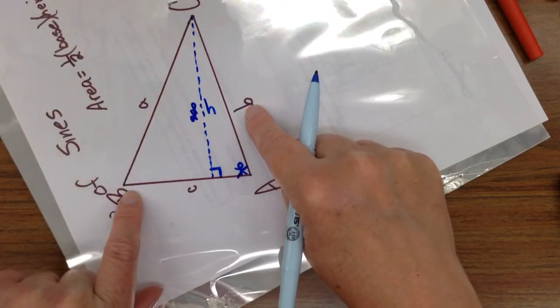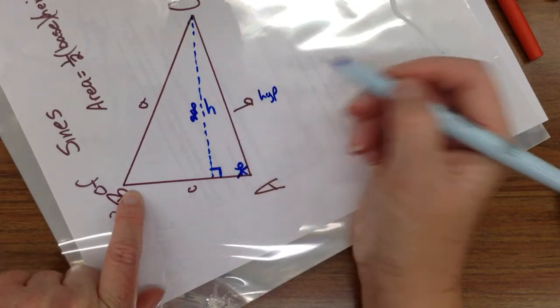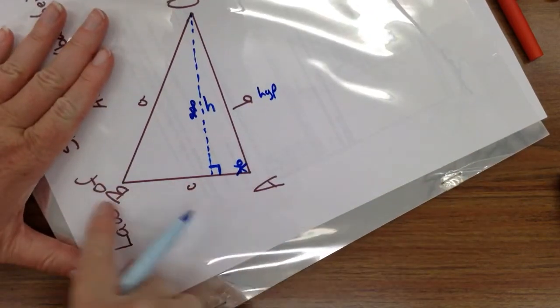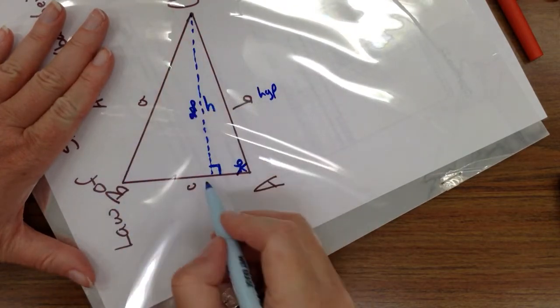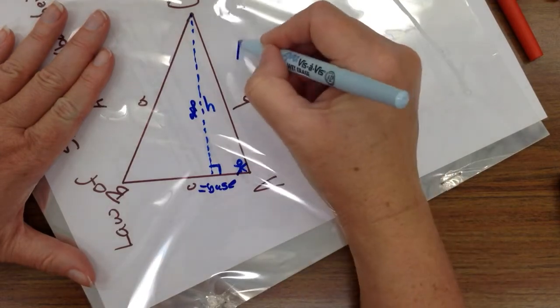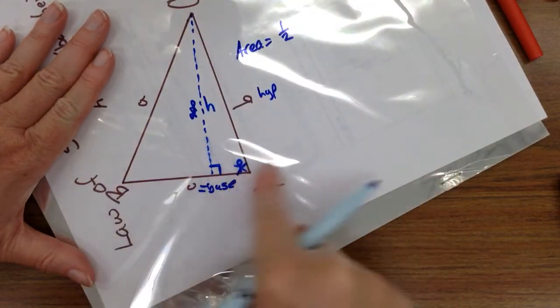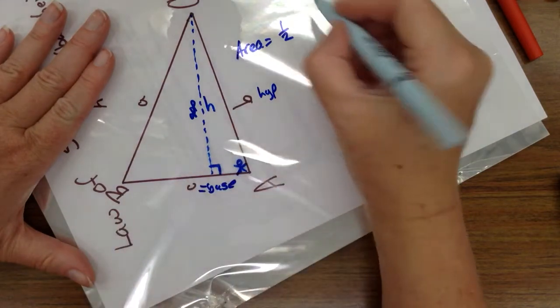This is a B on its side. Side B is now the hypotenuse. Okay, the base is side C. It's perpendicular to the height. And I get another area formula. Our area is 1/2. The base is C.